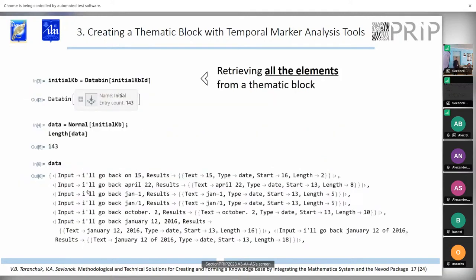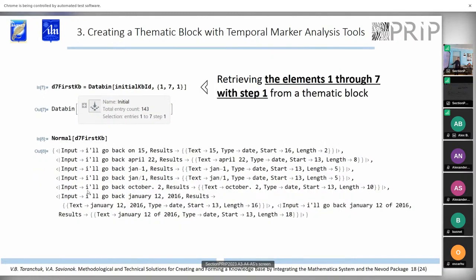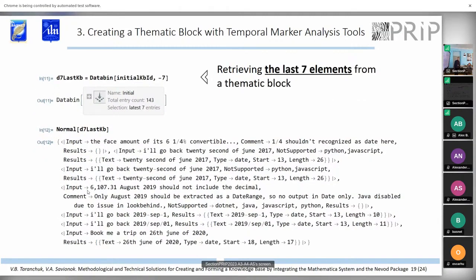Next slide, please. So in this example, we downloaded all the elements of the test data set, and it has 143. Next, please. There we went through from the first to the seventh element with a step of one. The function call is pretty simple, and the result is here. All the elements shown. And next, please. And here we have the last seven elements of the initial data set. So basically, minus one, and you go backwards.